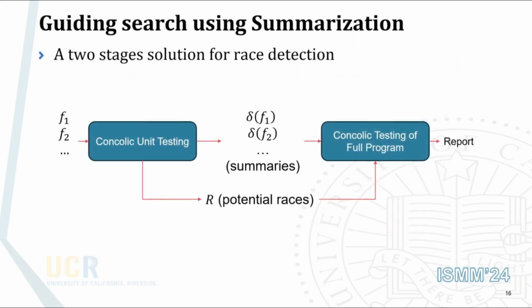To make the system detect races effectively, we desire a two-stage solution. Concolic unit testing runs before the full testing, running each function individually to produce the summaries and using a lockset approach to detect potential risks. Then in the concolic testing of the full program stage, we will start testing from the main function and confirm each race is really happening, and use the summary to speed it up.